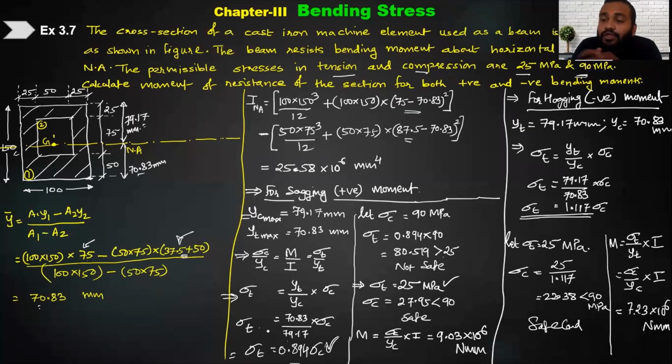So let's check: if I took the value of sigma C as 90, then at that sigma C, according to my relation, what should be sigma T? Sigma T comes out to be 80.519, but it is beyond the given value. The problem statement says that if you go beyond 25 MPa in tension, you are going to fail the material. So it can't go to 80, it's too far beyond. So I understood that this is wrong; I can't apply a moment in which the compressive stress reaches 90, I have to reduce it.